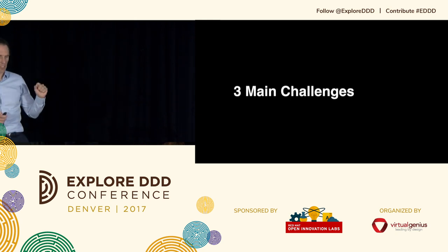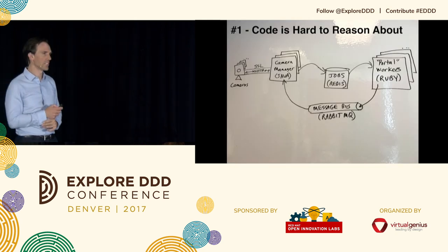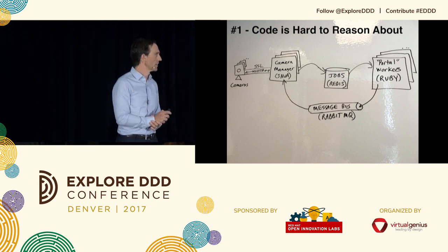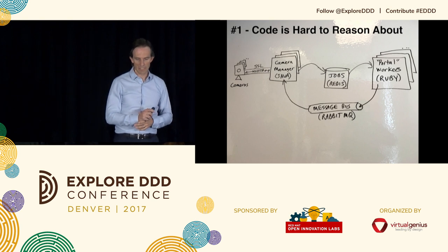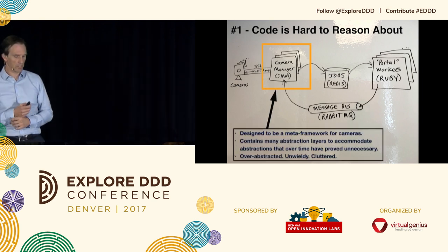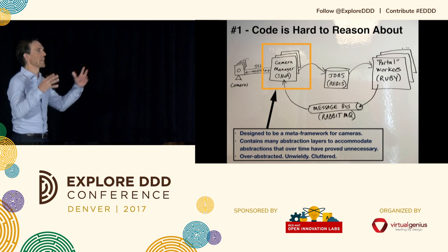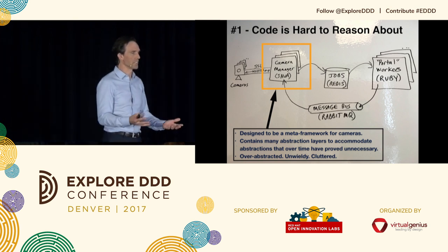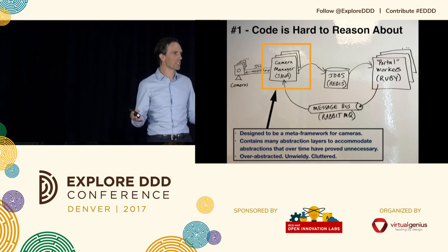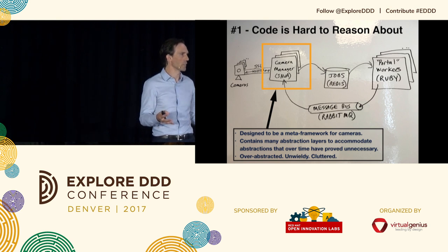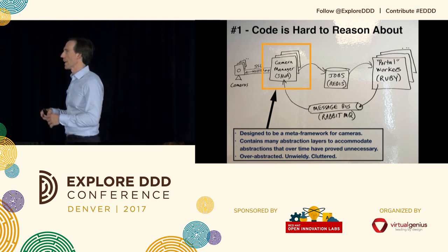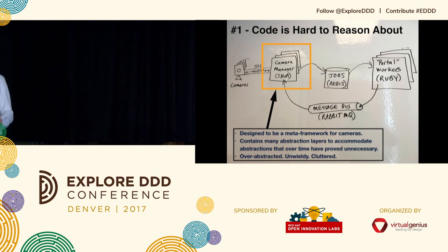So there were three main challenges that I just want to hit fairly quickly. Number one, the code was very difficult to reason about. It was very hard to understand what was going on here. To start with, the camera manager on the Java side was a little bit over-architected by the time we got to it. It was designed to be a meta framework for any type of camera that could ever possibly connect in. But what had happened in reality is that most of the cameras were SSL, HTTP, they were all quite similar in terms of the types of things that were being abstracted away in this framework. So there was a lot of complexity in there. There were lots of abstraction layers that we really didn't need, but we had to deal with every day when we were working in that code.